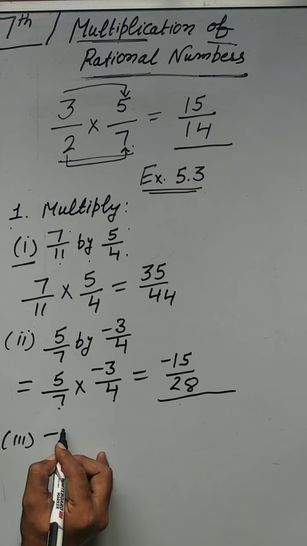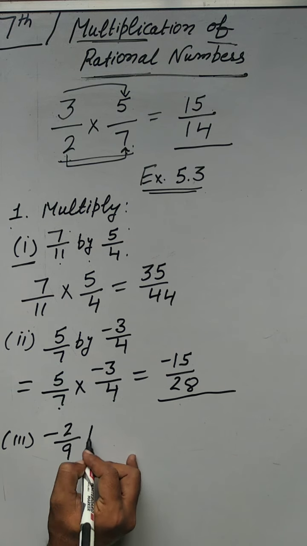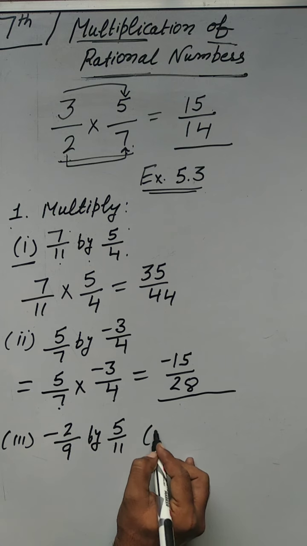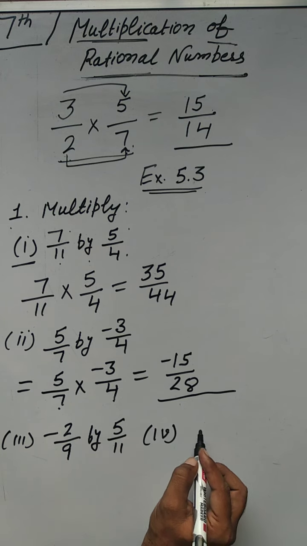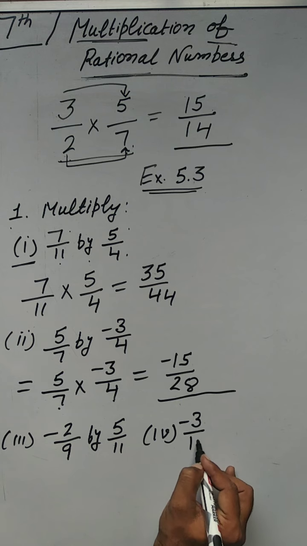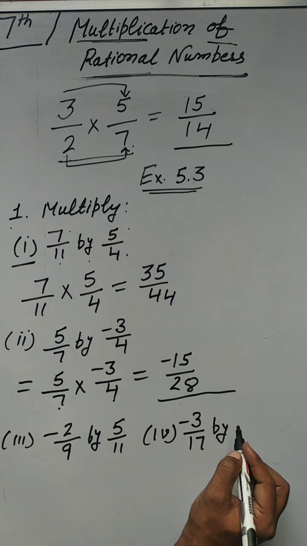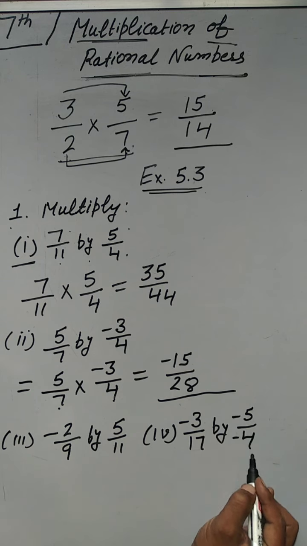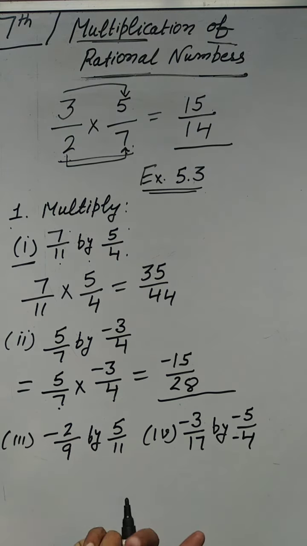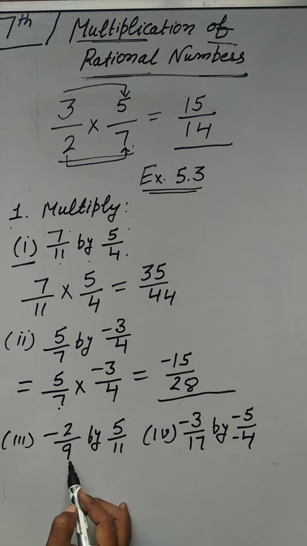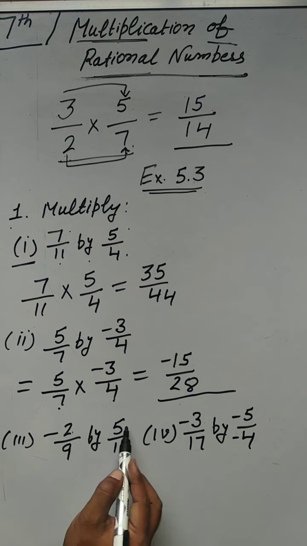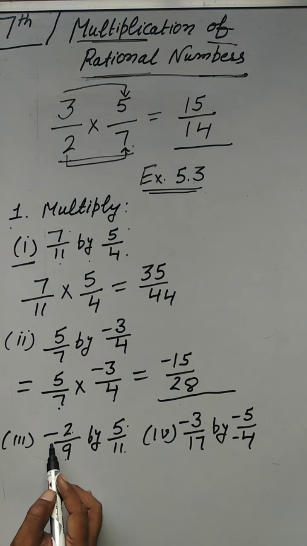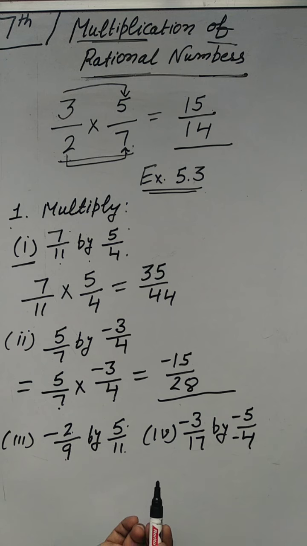Third part is minus 2 upon 9 multiply with 5 upon 11, and fourth part is minus 3 upon 17 multiply by minus 5 upon minus 4. Similarly, you have to proceed as in part first and second. Simply multiply numerator with numerator, denominator with denominator. 2 into 5, 10, 9 into 11, 99. So its answer will be minus 10 upon 99.